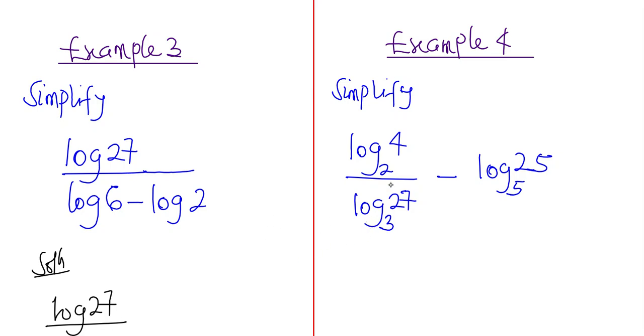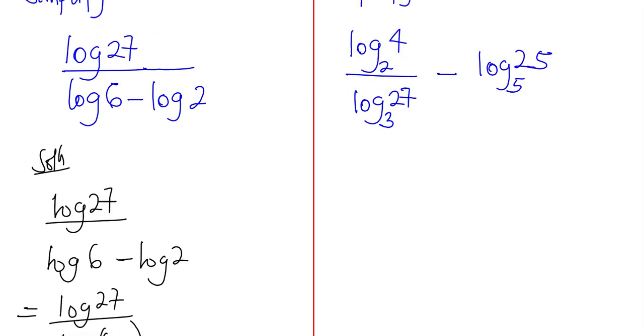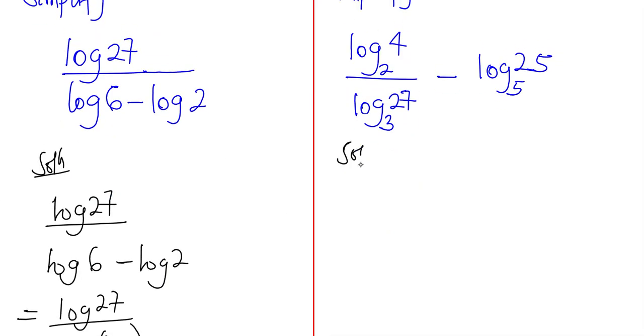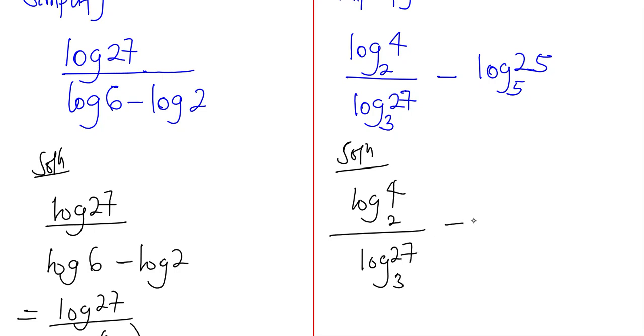Now with this question, we can see that they all have different bases. So applying the laws of logarithm directly is not going to work, since they all have different bases. So we have to break it down by expressing them in their respective exponents and bases, so that we can apply the product law in solving. Now we have our question written as the logarithm of 4 base 2 divided by the logarithm of 27 base 3 minus the logarithm of 25 base 5.